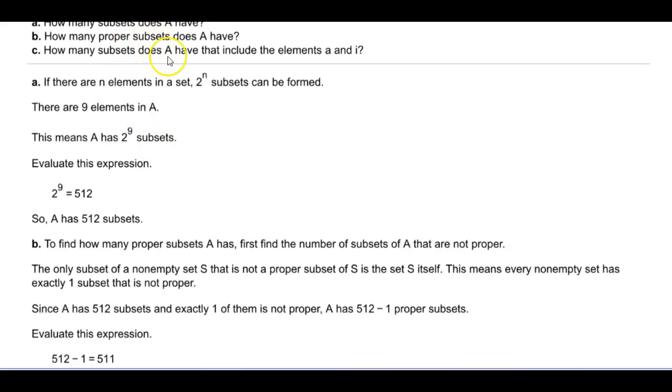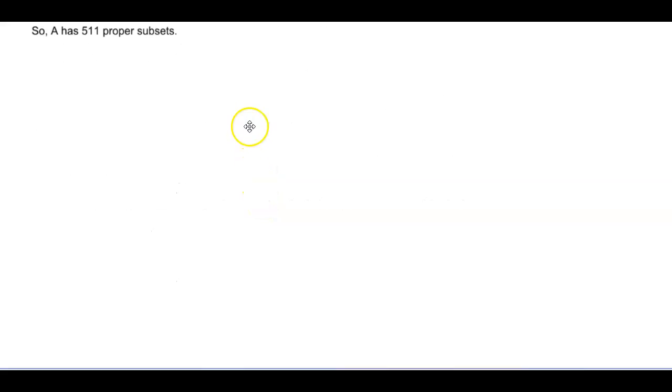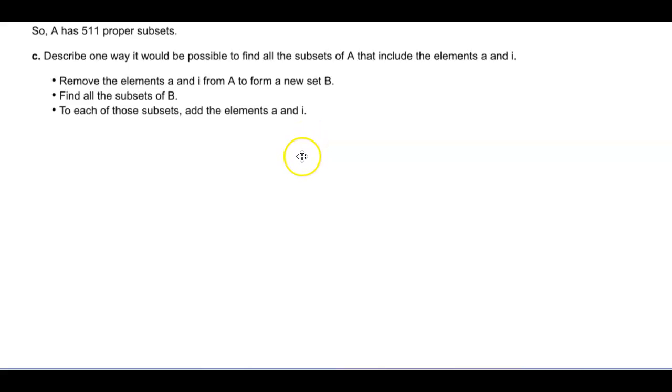It says, how many subsets does A have that include the elements a and i? So we want to describe one way it would be possible to find all the subsets of A that include the elements a and i. First and foremost, we want to remove the elements a and i to form a new set B. Then we want to find all the subsets of B, and then to each of those subsets, add the elements a and i.